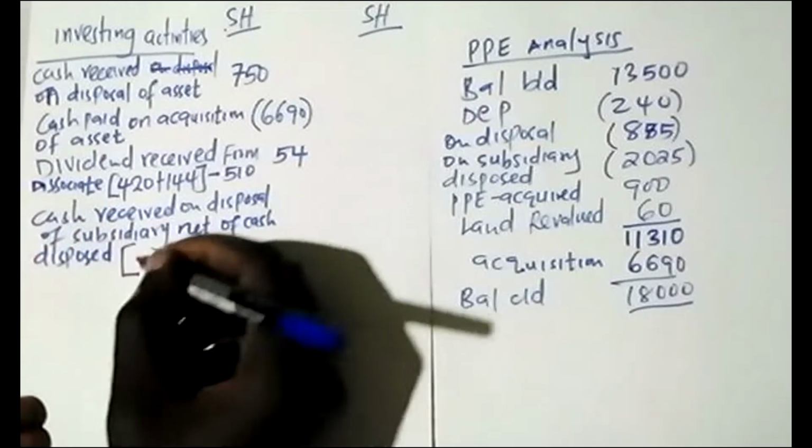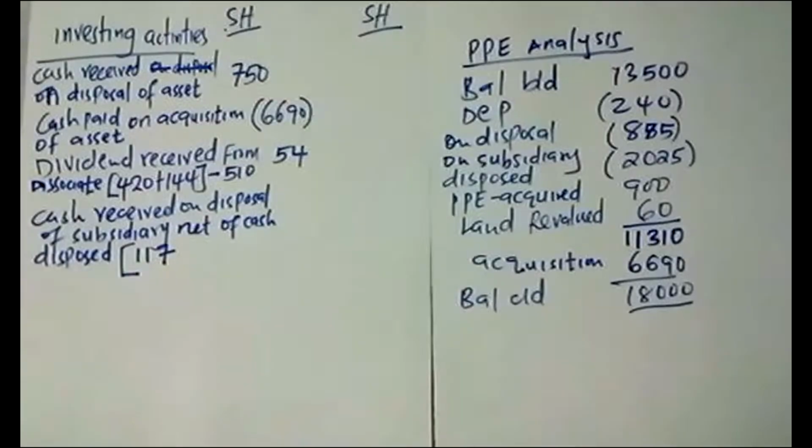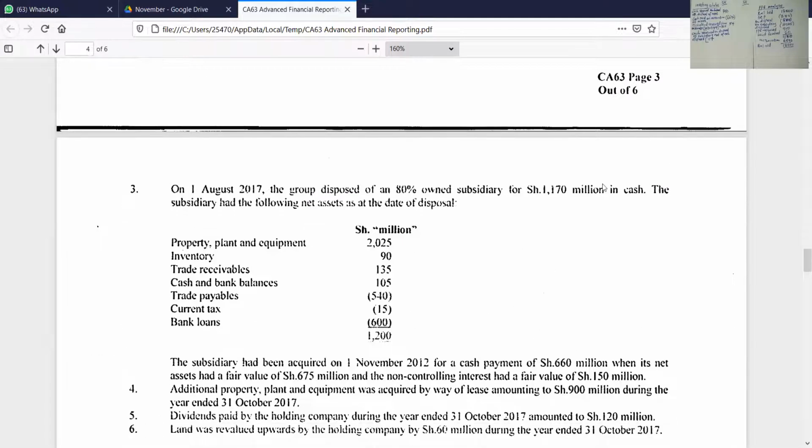So when they disposed of this, I remember they got 11... what? So let's check. Let us avoid the speculation and check. So it's 1170, it's there, not the 3. On 1st August 2017, the group disposed of an 80% owned subsidiary for 1170.